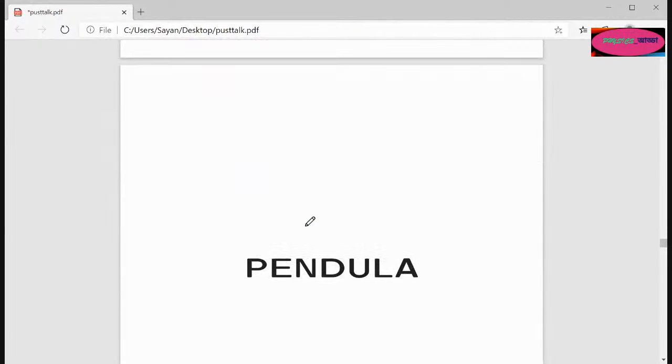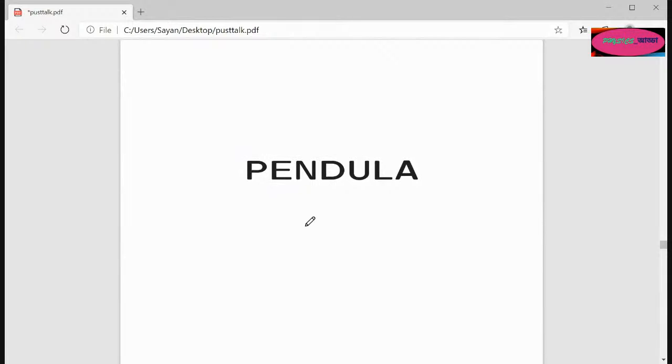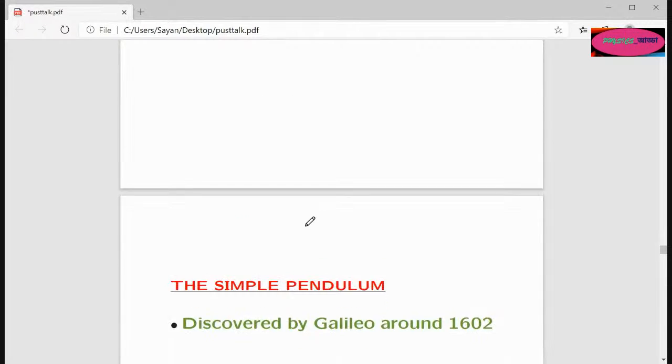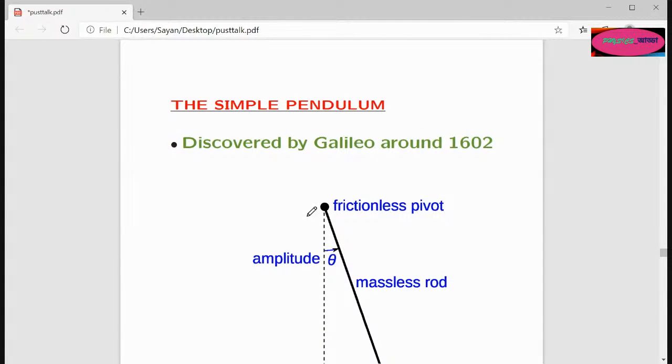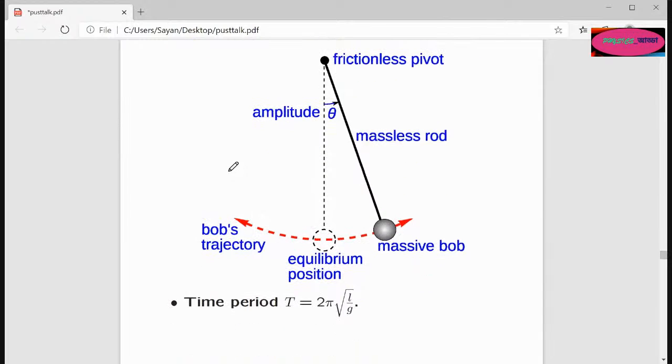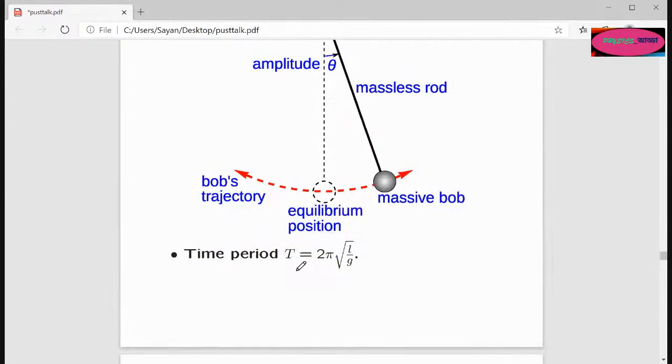Now let us move on to the last topic, which is about pendula. All of you know what the simple pendulum is. It's said that it was discovered by Galileo around that time. And this is the picture of a pendulum. You have a massive bob, a massless rod, a frictionless pivot, and theta is the displacement angle from the equilibrium position. And you know the time period is 2π root of L by g. And the trajectory is essentially that of simple harmonic motion.